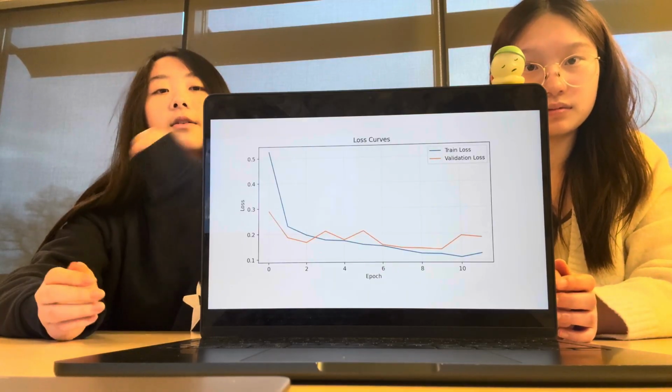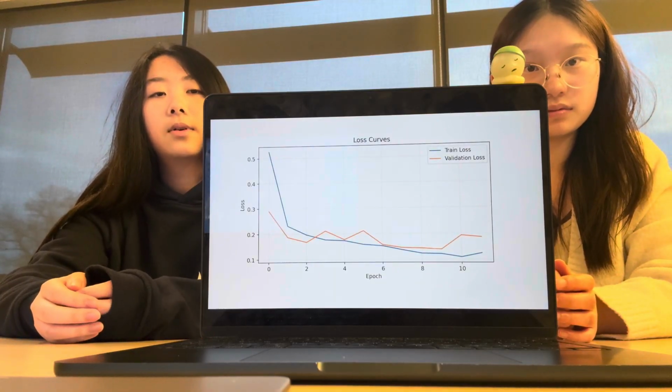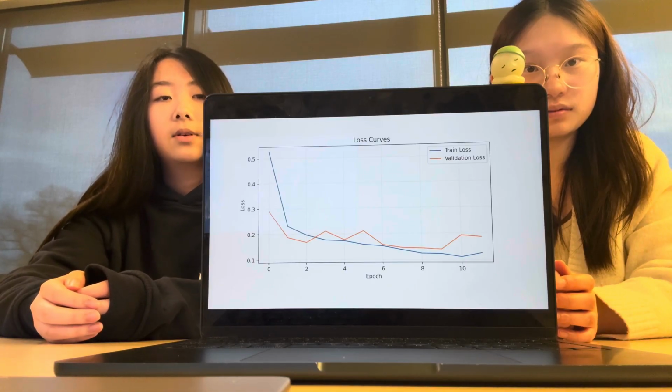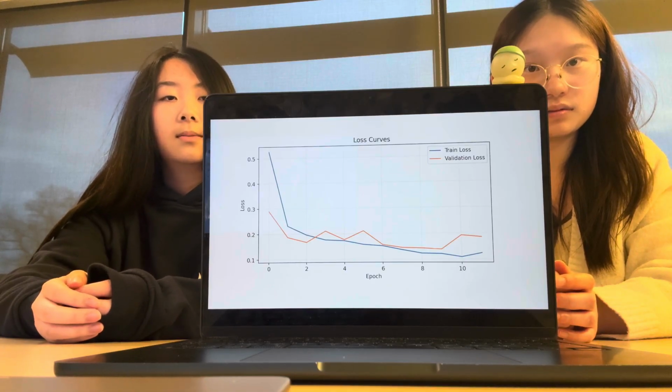And then these are the curves for the loss, for the validation and the training. And as you can see, the same thing also happens. Around epoch 6, the gap widens.